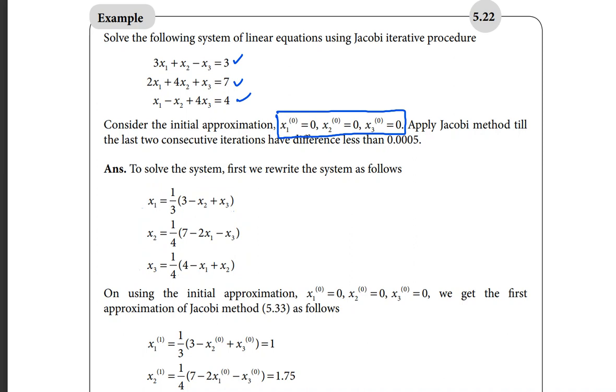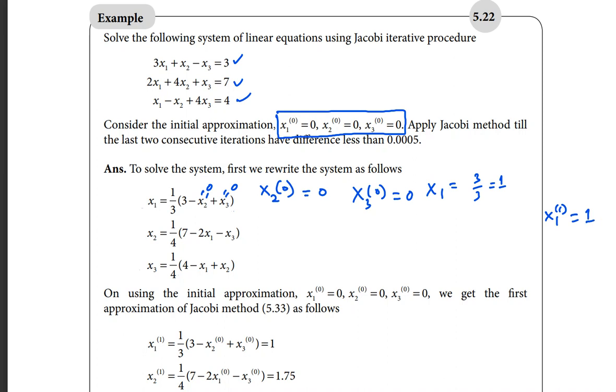For the first variable x1 that we have here, we are going to use the initial approximations x2 to be 0, and x3 is also 0. So those are the initial approximations you are going to use for the first variable x1. When we do this, we are going to have 0 here, and 0 here also. So we are going to have x1 equal to 3 on 3, which would be 1. So that will be the first approximation for x1. Let me write it here: x1 to be equal to 1, that'll be the first approximation.